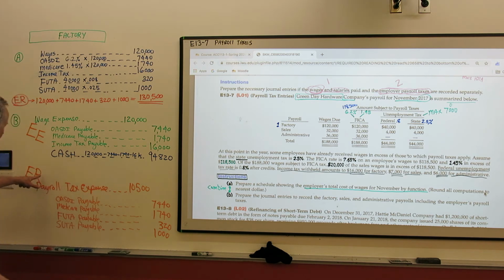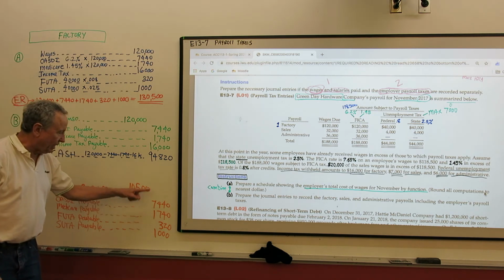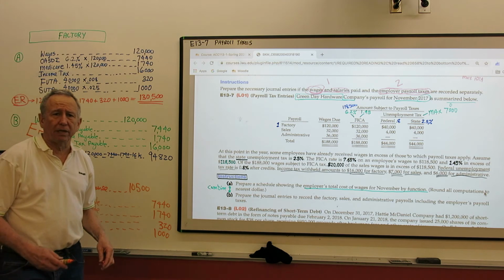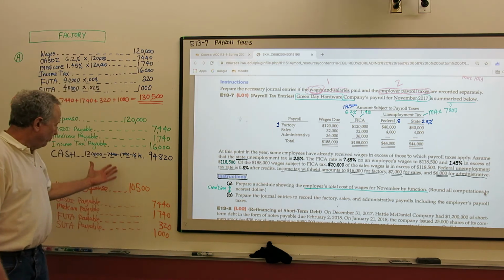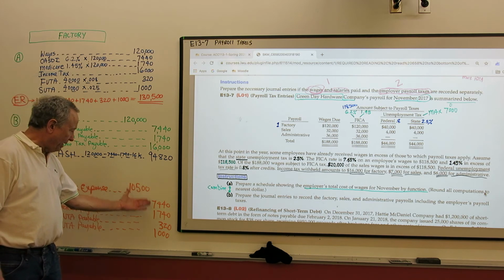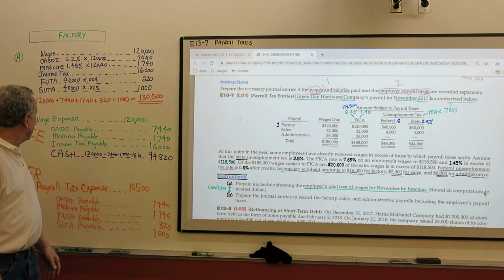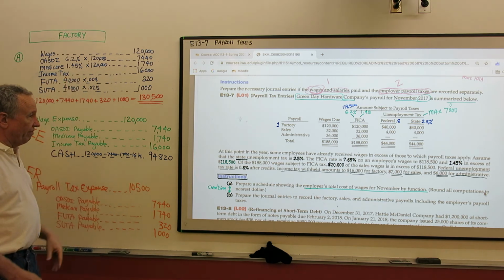Payroll tax, that's what the employer pays. That's what you never see. That's why employers sometimes like to pay you with cash. If they pay you with cash, they don't have to pay this. Do you see that an employer has to pay a lot of extra to the U.S. government? This is the journal entry for the factory.